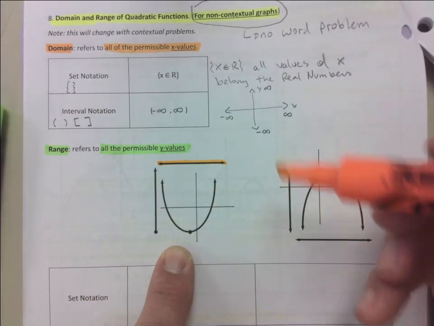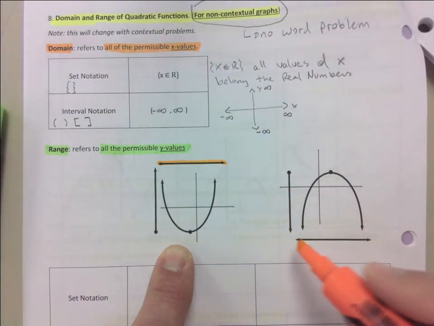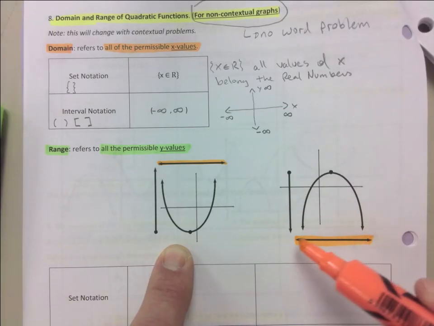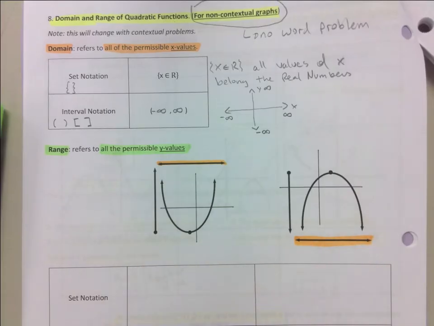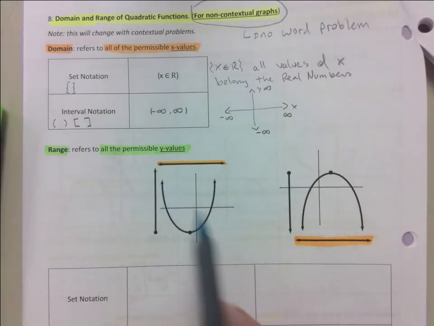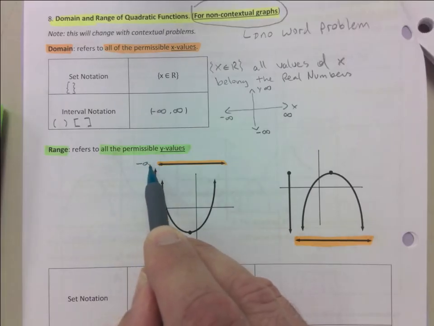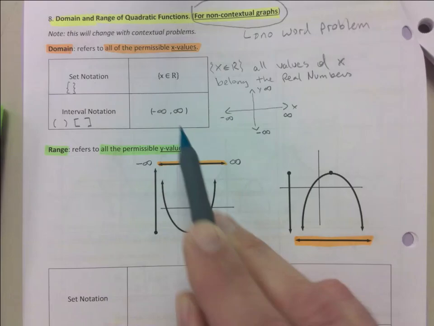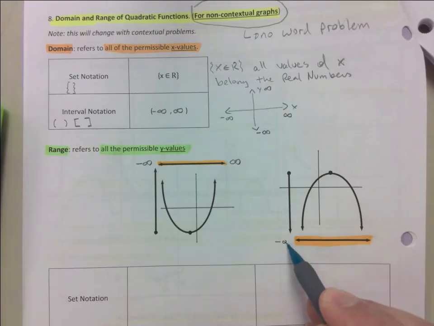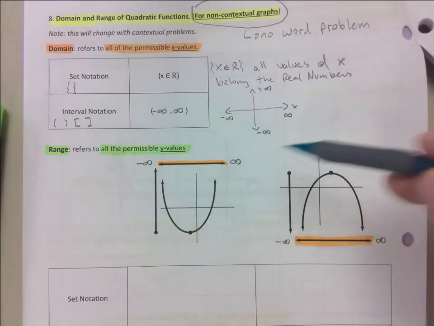I'm going to use the same color I used for domain here, and I'm going to go to the next graph and say, in this case, the best way to look at the domain is sideways down here. And because both of these graphs have arrowheads, right, for the domain it goes from negative infinity to positive infinity. That's how we wrote it like that. Same with the second graph. It goes from negative infinity to positive infinity. Okay, so that's your domain.